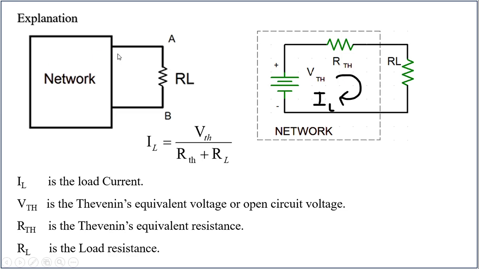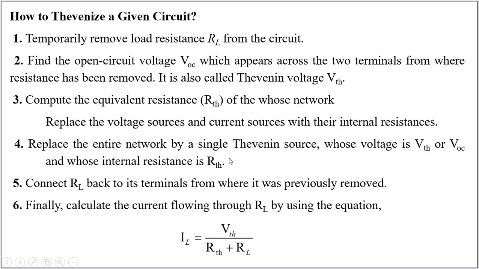After replacing it with the equivalent, you can find the current flowing through the load resistor RL. You can find the current IL using the formula IL is equal to VTH divided by RTH plus RL, where RTH is the equivalent resistance, VTH is the open circuit voltage or Thevenin's equivalent voltage, and RL is also called the load resistor. Let us see how to Thevenize the given circuit.